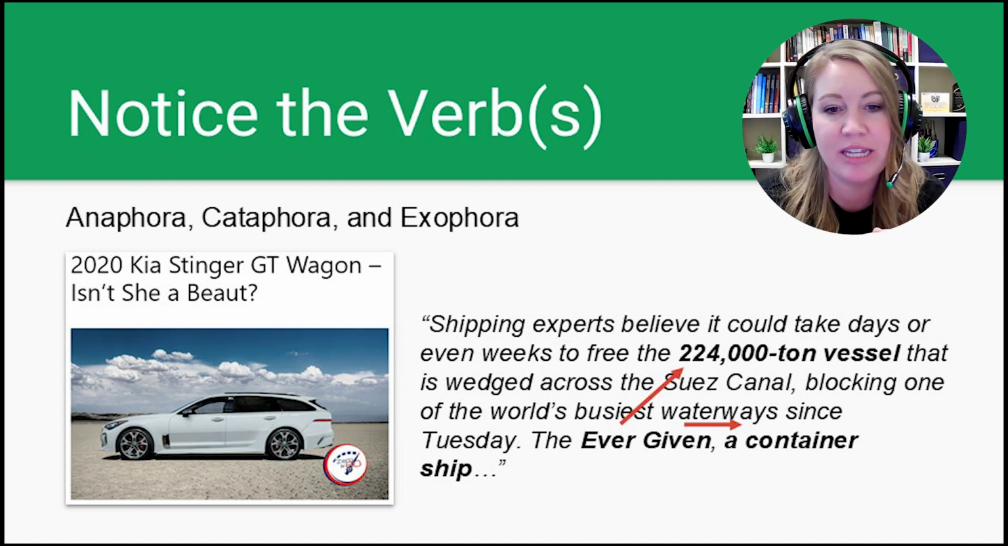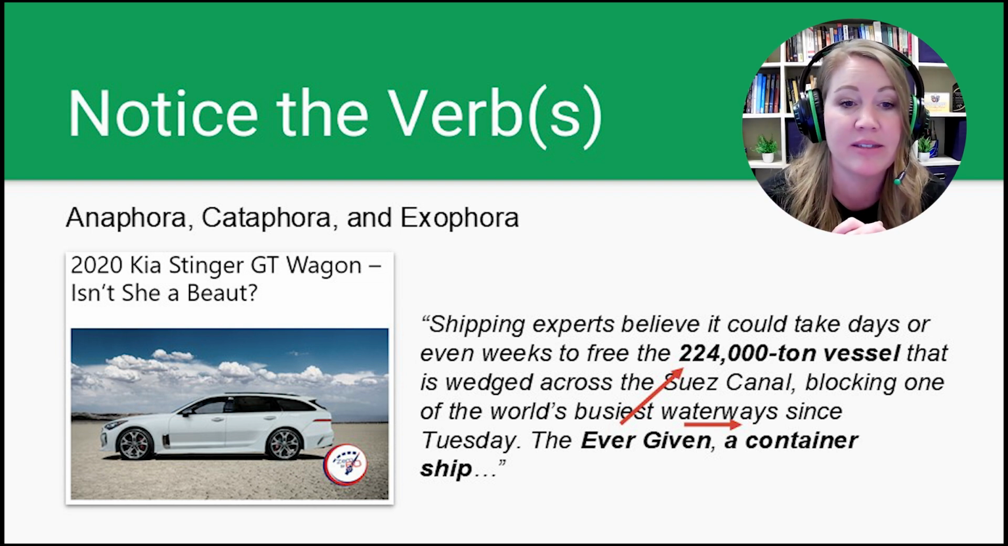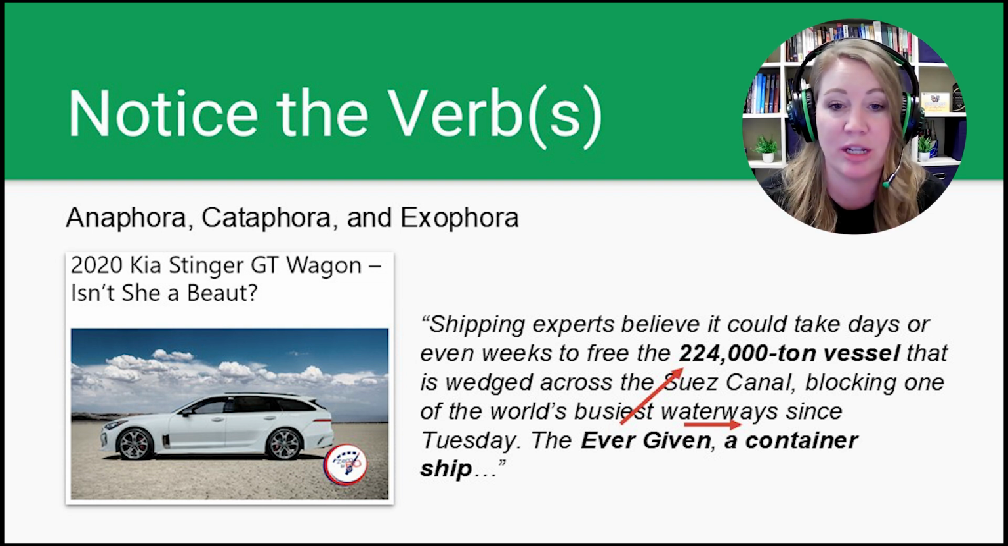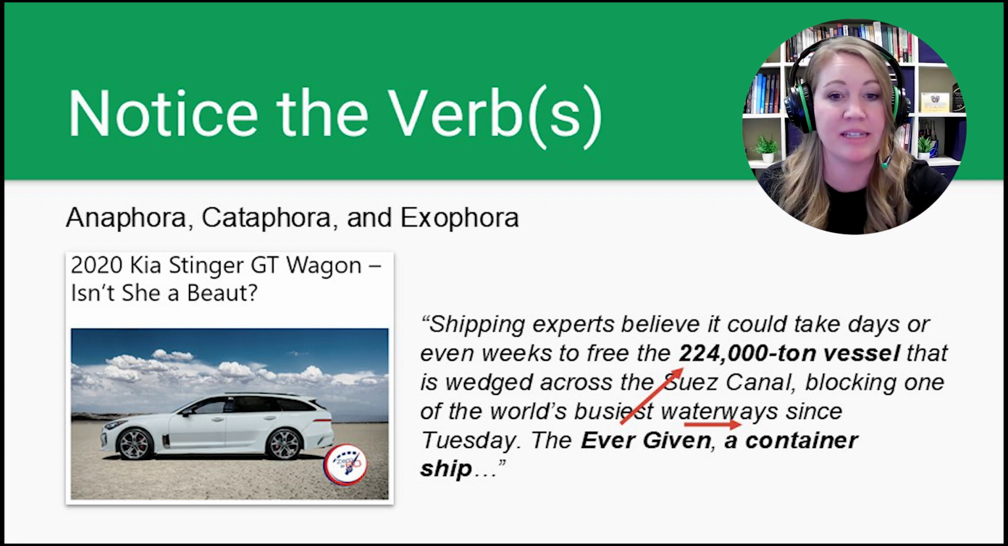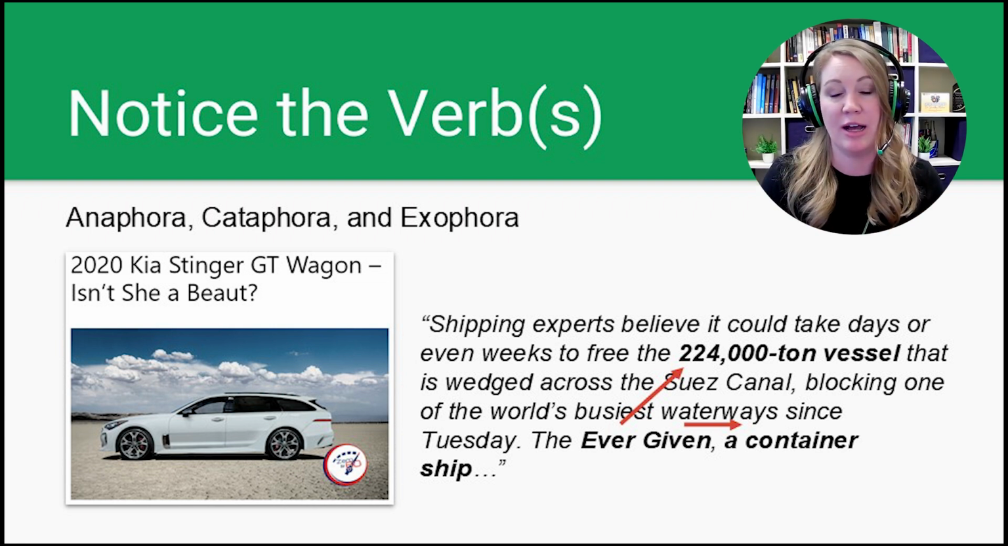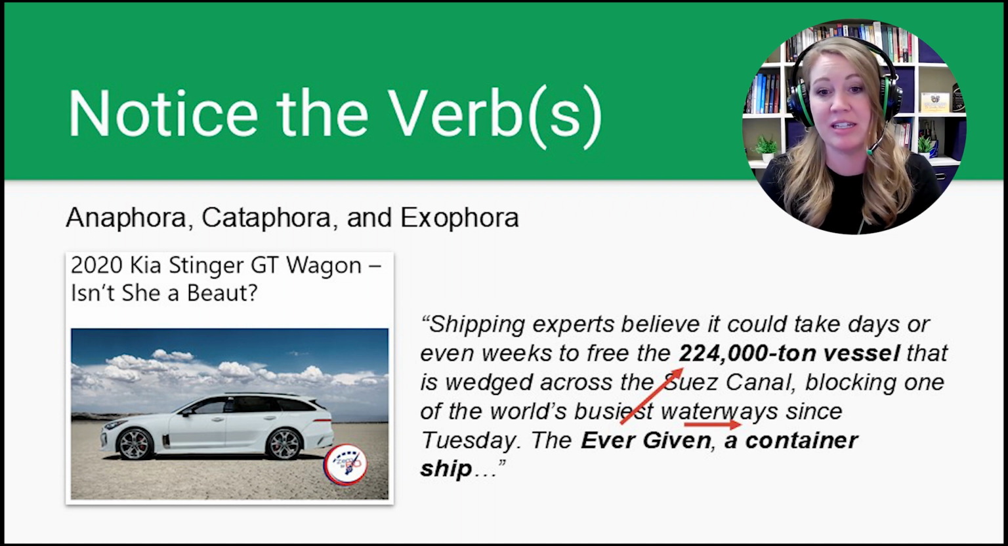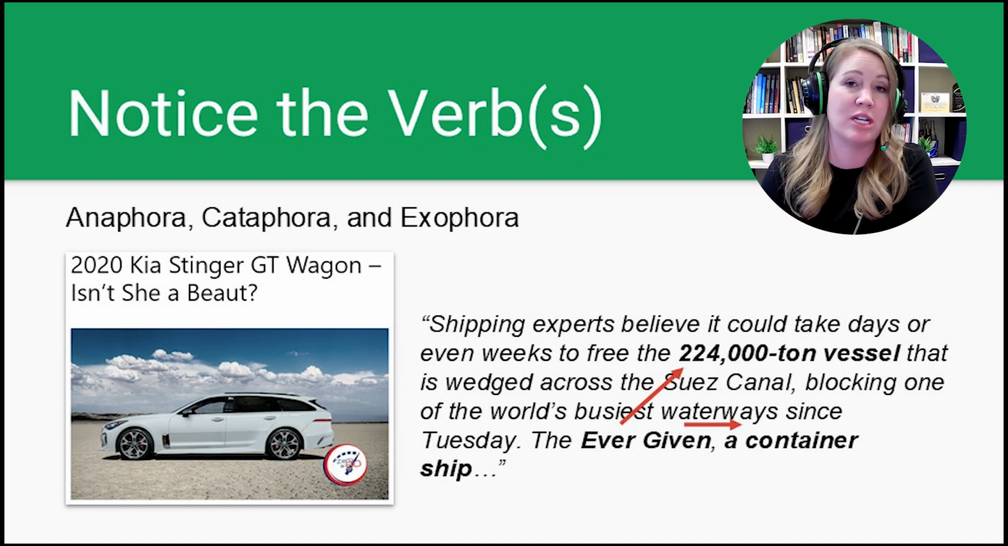Shipping experts believe it could take days or even weeks to free the 224-ton vessel that is wedged across this canal, blocking one of the world's busiest waterways since Tuesday. The Ever Given, a container ship, and it goes on, but we can already see anaphoric references here. So the first reference to the Ever Given, starting in the second sentence, is an anaphor, right? But it functions as two types. First, anaphora, because it refers back to the previously mentioned 224-ton vessel, right? But then it also functions as a cataphora because Ever Given points forward to the description container ship.